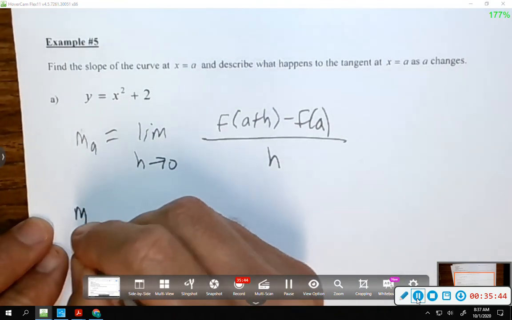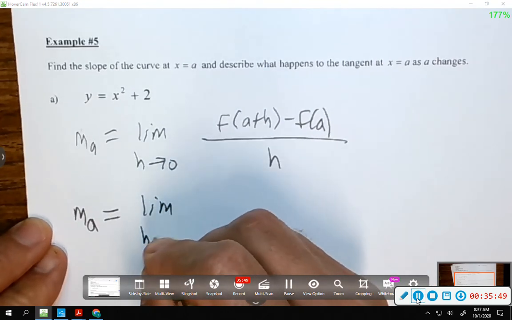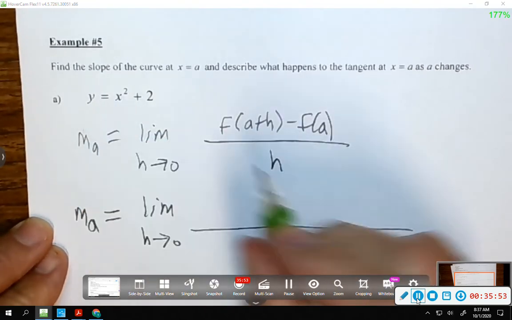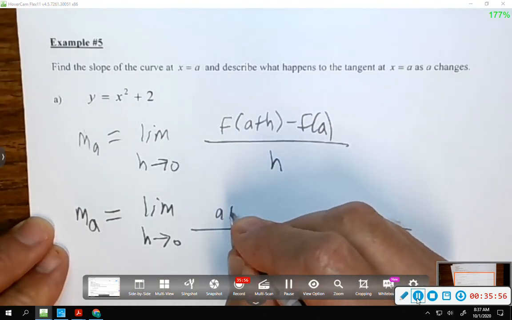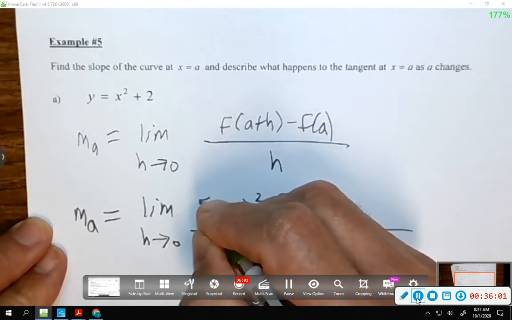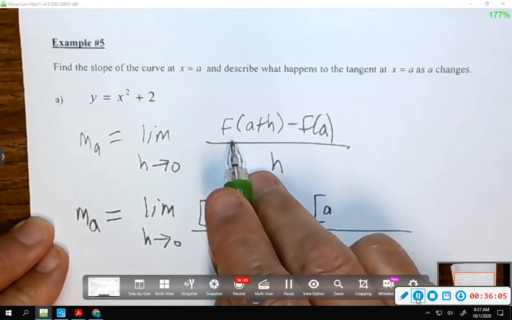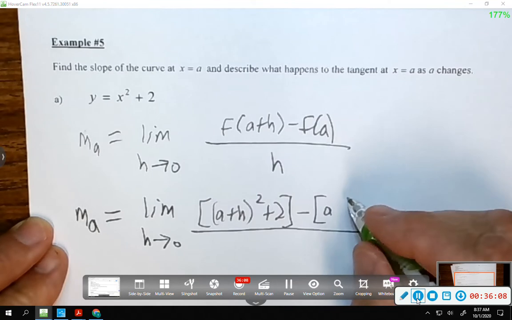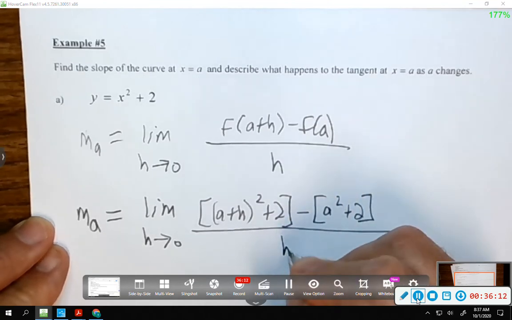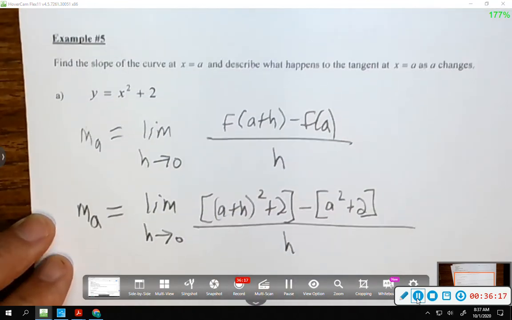Slope at a is the limit as h approaches 0 of, if I take a plus h and plug it in right here, a plus h quantity squared plus 2, put brackets around that, minus f at a. So I always separate the front and the back functions with brackets. So I remember I have to multiply this out and then add 2. Okay? So here it is. We have to FOIL this out.